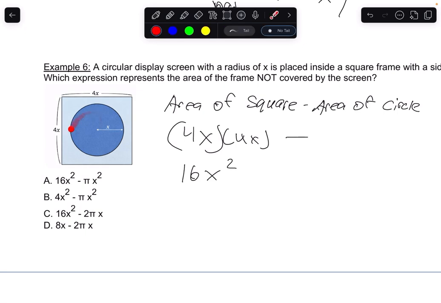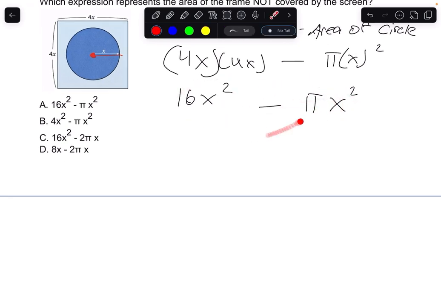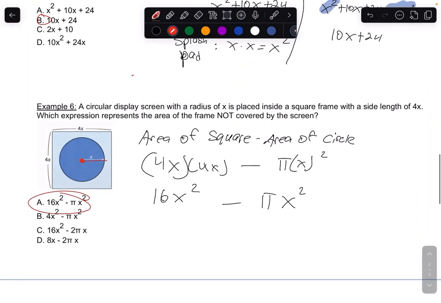Area of the circle, well, it's pi r squared. That's your formula. But instead of r, you replace the r with the x. Because the radius of a circle, if you didn't know already, goes from the center out to any side. So that's x, that's also x, that's also x. In this case, they gave you just that part there. So that is going to be minus pi x squared. We can't really combine these two together too much, so we can just leave it there because that's the answer choice.